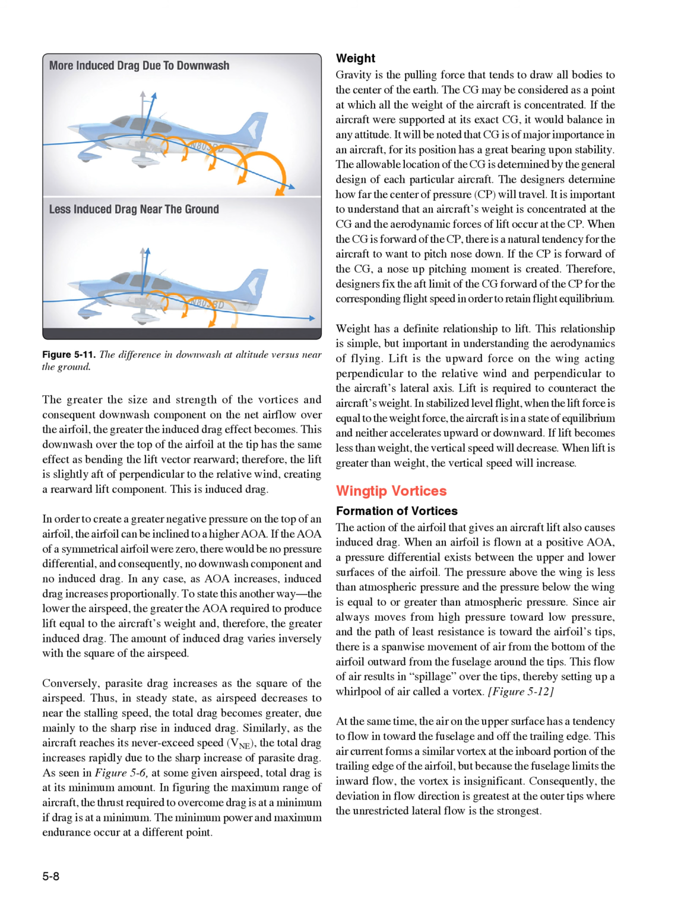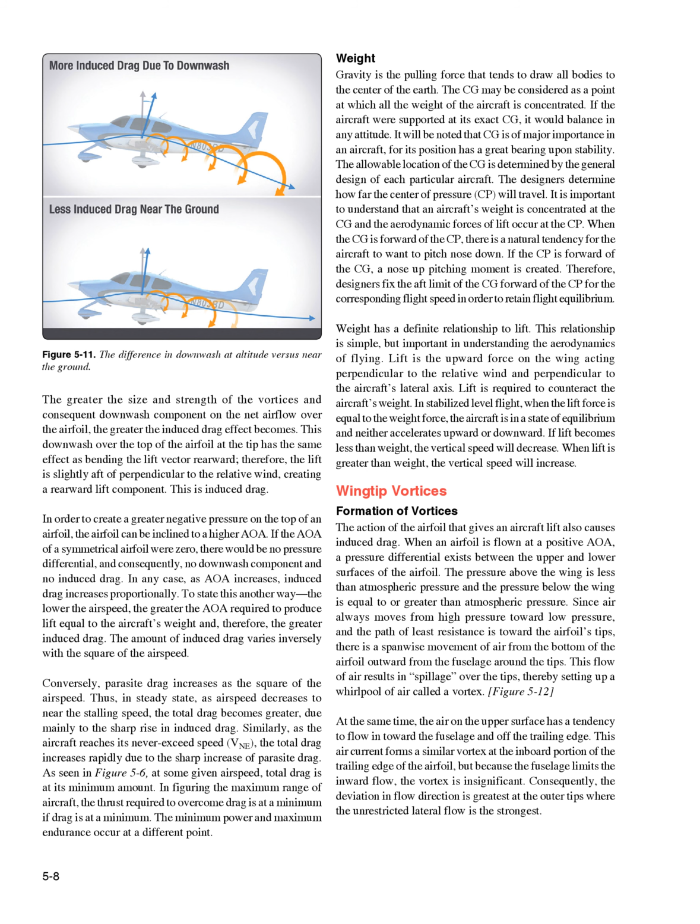This downwash over the top of the airfoil at the tip has the same effect as bending the lift vector rearward. Therefore, the lift is slightly aft of perpendicular to the relative wind, creating a rearward lift component. This is induced drag. In order to create a greater negative pressure on the top of an airfoil, the airfoil can be inclined to a higher OA. If the OA of a symmetrical airfoil were zero, there would be no pressure differential, and consequently, no downwash component and no induced drag. In any case, as OA increases, induced drag increases proportionally.